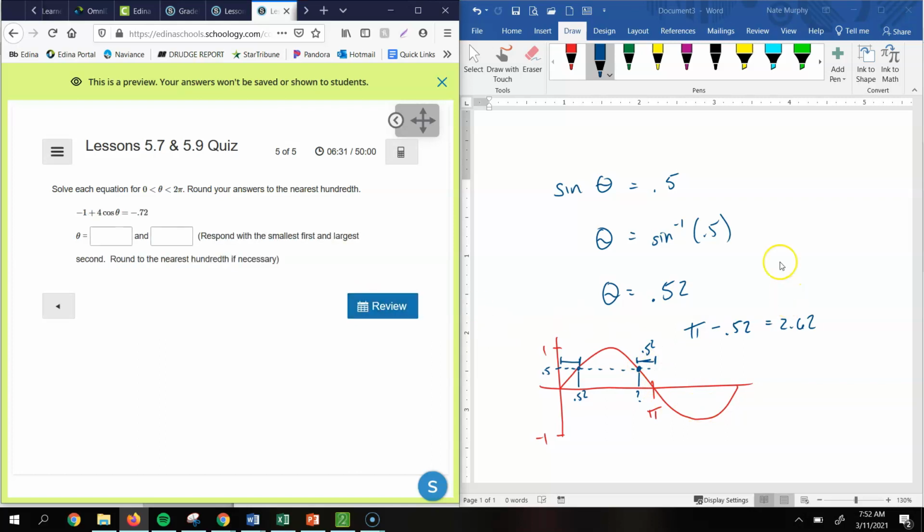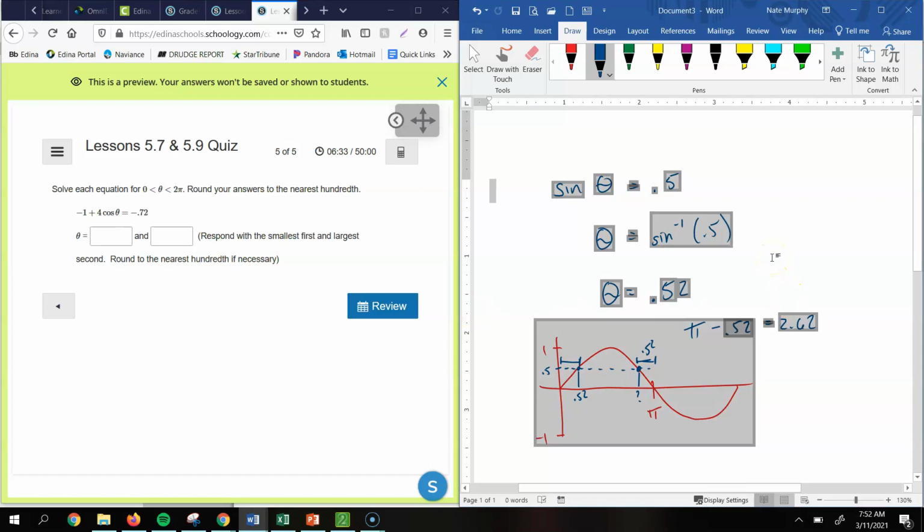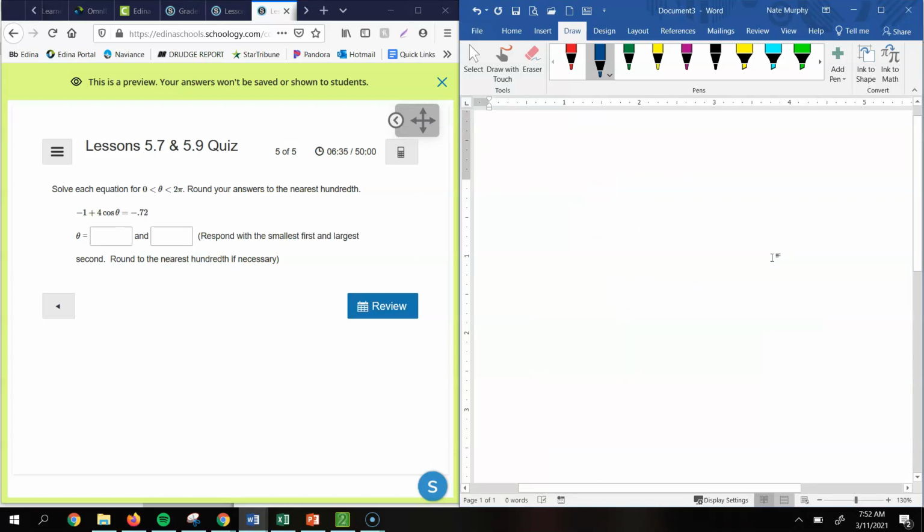Alright, well let's look at what happens if it's a cosine function for this last problem. There are two steps we have to do to get cosine by itself. The first step would be to add 1 to both sides. When I do that, I have 4 times the cosine of theta. When I add 1 to negative 0.72, I get 0.28.